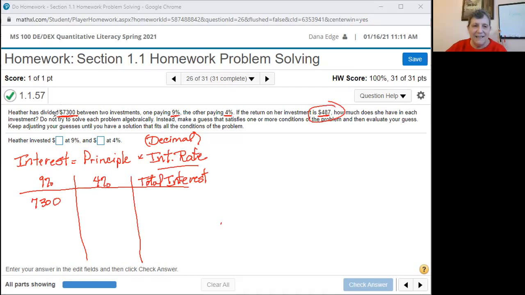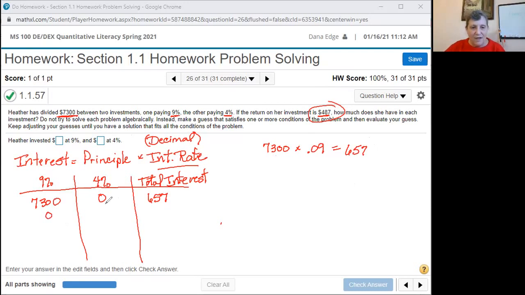If she put the entire amount in the 9% account, so that there was 0 in the 4% account, the interest would be the $7,300 times 9% interest, which is 0.09. That would give her $657, which is way more than we're looking for. So obviously it's not all in the 9% account.